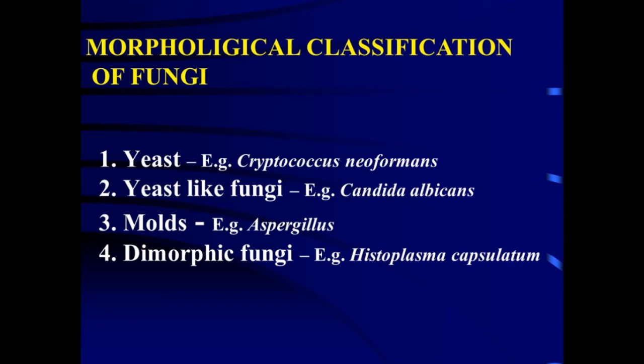For example, you have Histoplasma capsulatum. That is, they exist in two forms, the yeast form and the mold form. Inside the human tissues, they exist in the yeast form, that is a unicellular form, and outside they are seen as mycelial structures.